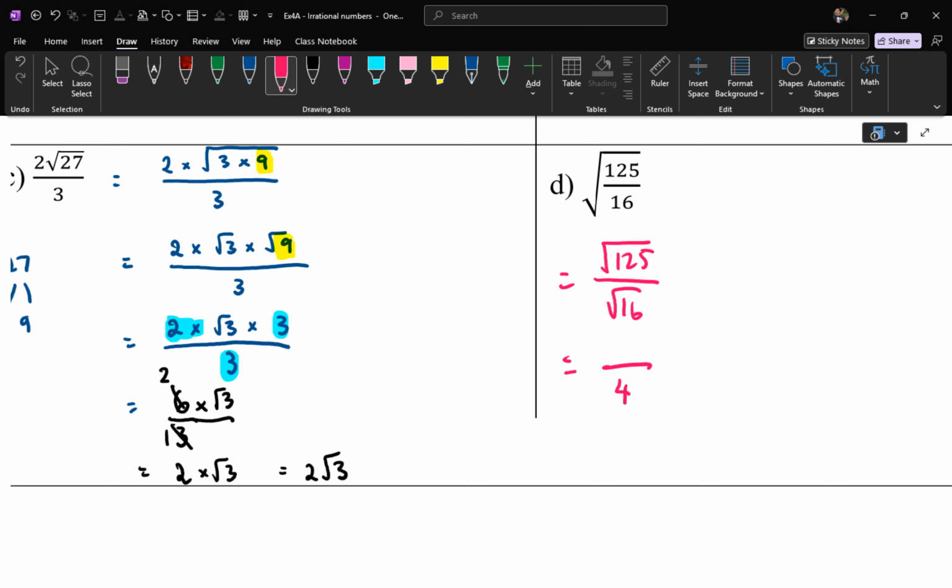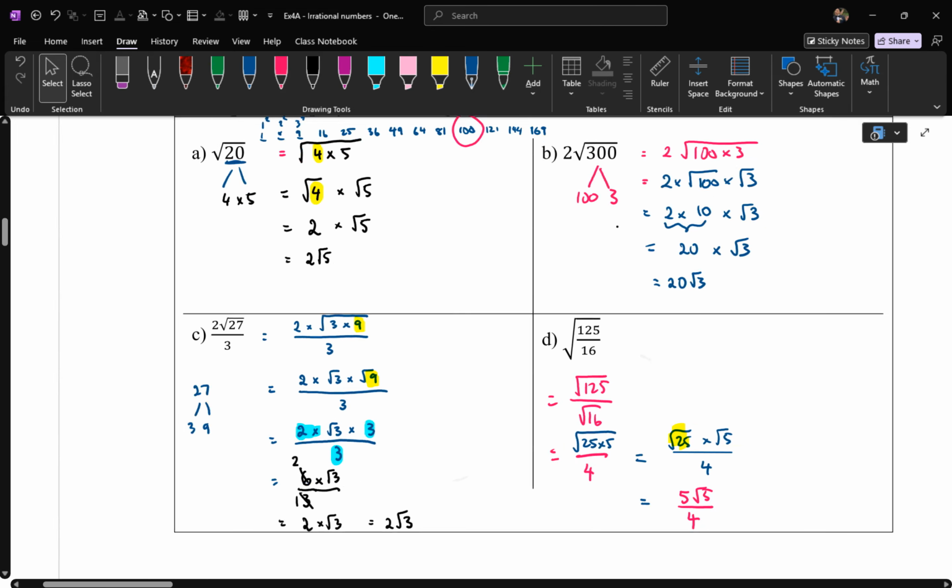Conveniently, we know that root of 16 is 4. And then someone actually mumbled out, what's root of 125? Anyone know? 25 times 5. Good. So it's root of 25 times 5. But then that's the same thing as saying root of 25 times root of 5, because we can split them up. For one of the numbers we can square root. Which one can we square root? 25. So root of 25 gives me 5. So you end up with 5 root 5 in the numerator, and divided by 4 in the denominator. So far, so good? All right.